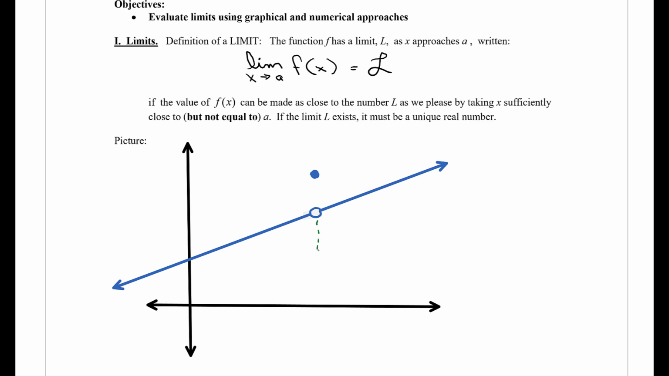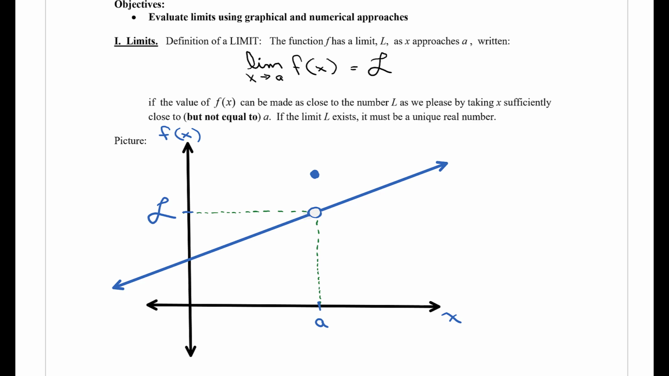I'm going to draw a dashed line going down from my hole to the x-axis. I'm going to draw a tick mark there on the x-axis and label that x value as a. I'm also going to label the x-axis with an x. I'm now going to draw a horizontal dashed line from my hole to the y-axis, draw a little tick mark there, and label that y value with a capital L in cursive. I'm also going to label that y-axis with f of x.